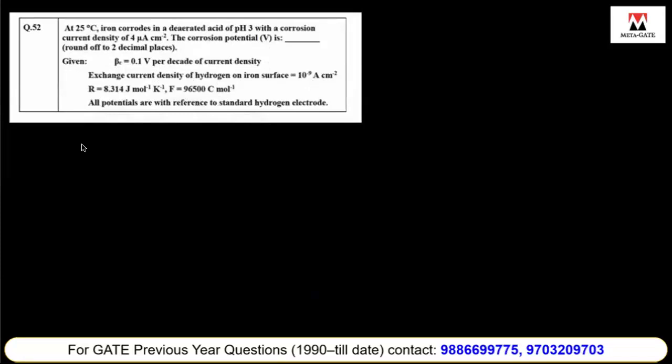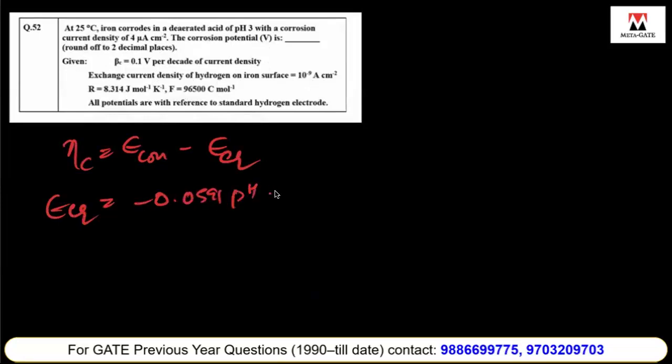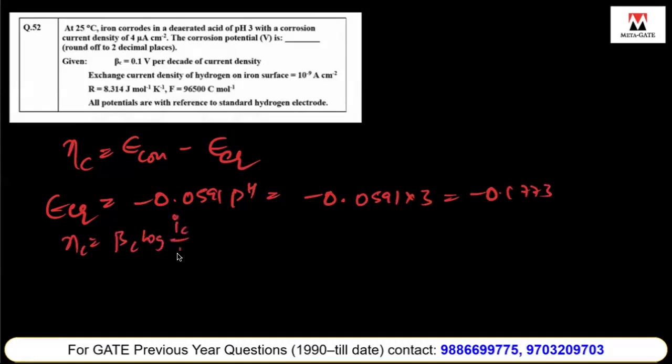So the corrosion potential, first you need to see iron in a deaerated cell. So overpotential equal to E corrosion minus E at equilibrium. E at equilibrium is minus 0.0591 pH, which is equal to minus 0.0591 into 3, 0.1773. And now eta C is equal to beta C log IC by I naught.